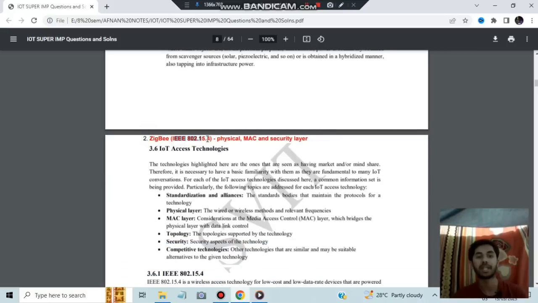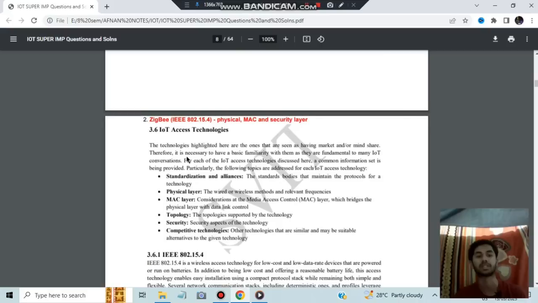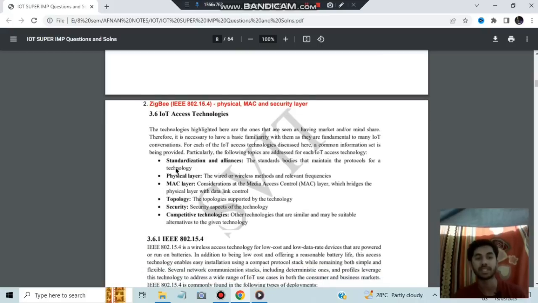ZigBee or IEEE 802.15.4. In that, totally 5 things are there. In that, they have asked physical, MAC, and security layer, the most important ones. Let's have a look at that. So basically, 1, 2, 3, 4, 5, 6. These 6 things you have to write whenever they ask about any of the IoT access technologies.